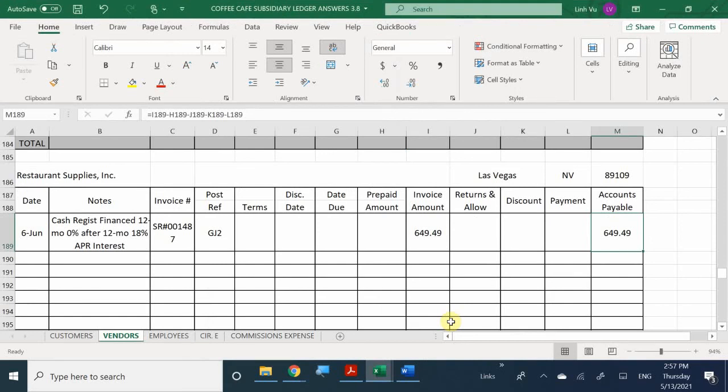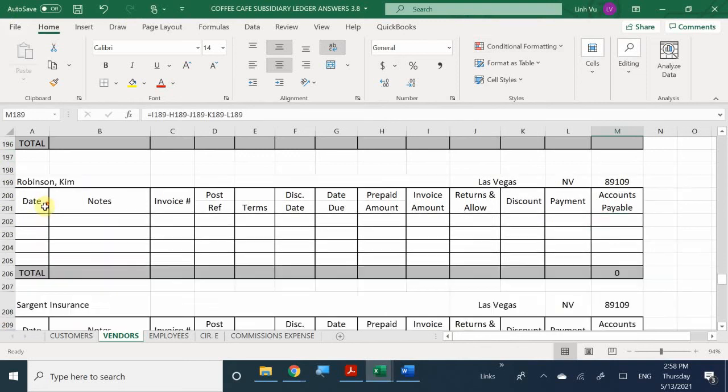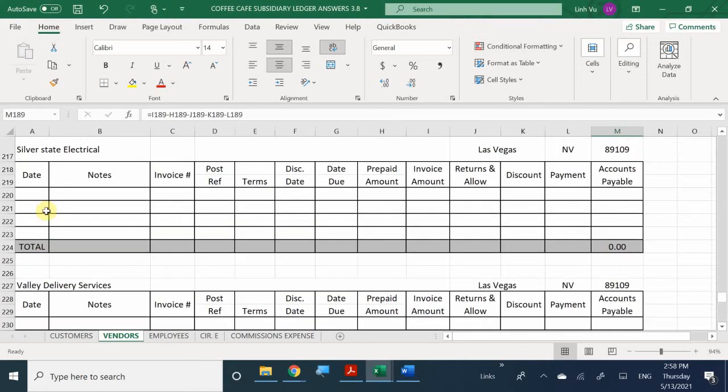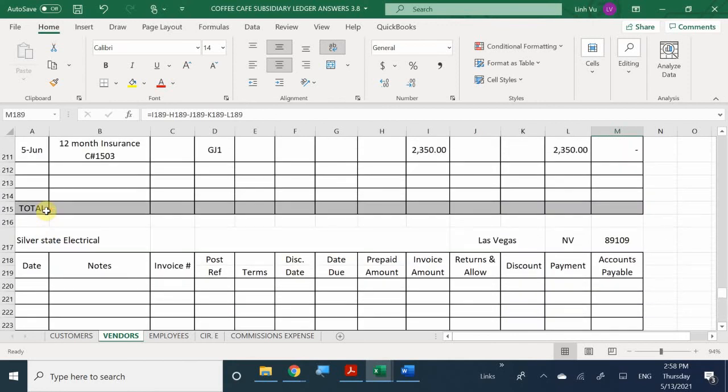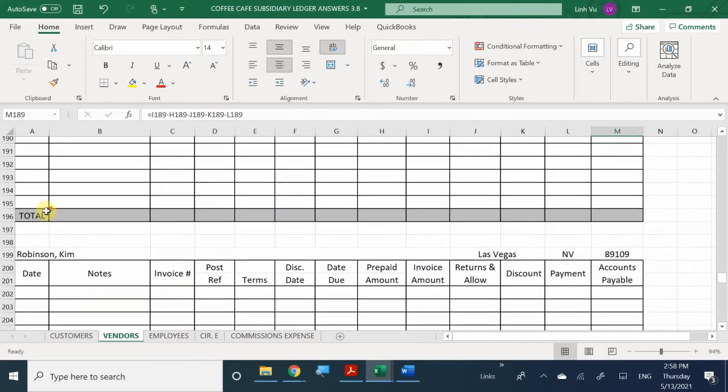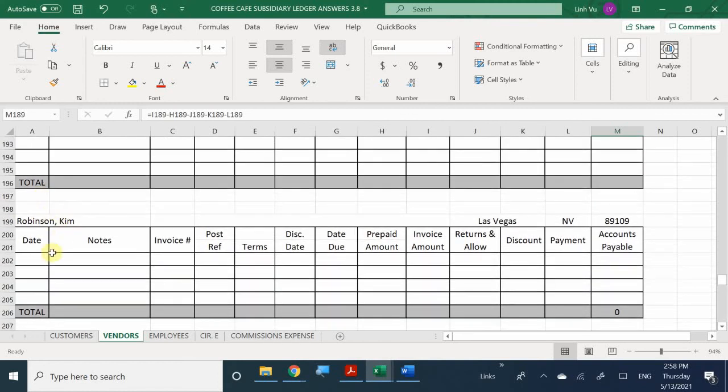Last but not least, we now have to enter this into our vendors, because Kim Robinson could be a 1099 worker, someone that we subcontracted, an independent contractor or her own individual company. Whatever it is, we received a bill from her, so her name is going to be on the bill. So it's going to be Robinson Kim here. Robinson Kim is under our list of vendors.